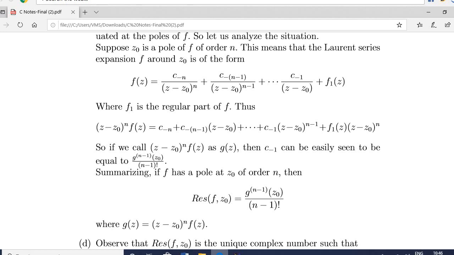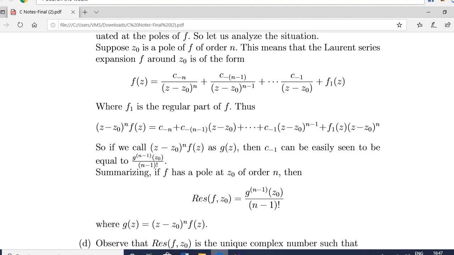So if you multiply this entire Laurent series by (z minus z0) to the power n, you get f(z) into (z minus z0) to the power n on the left hand side, and on the right hand side now you have only non-negative powers of z minus z0. Where we want to capture what? c_-1. c_-1 is the residue of f at z0. That was the definition of residue.